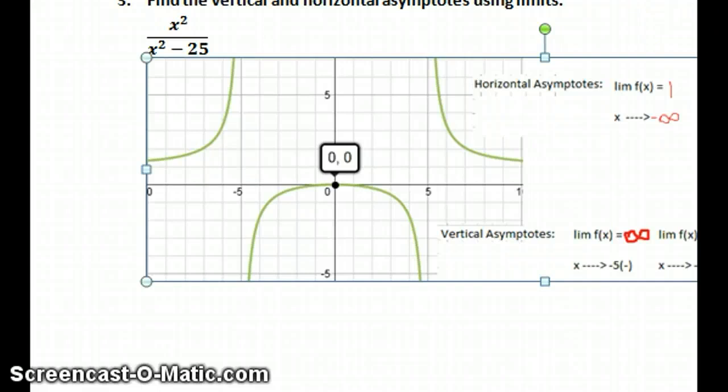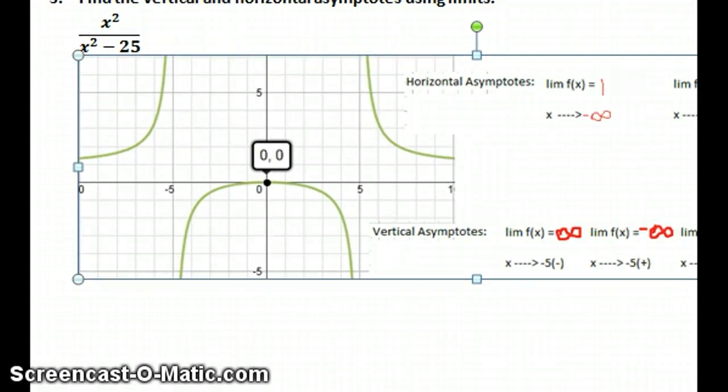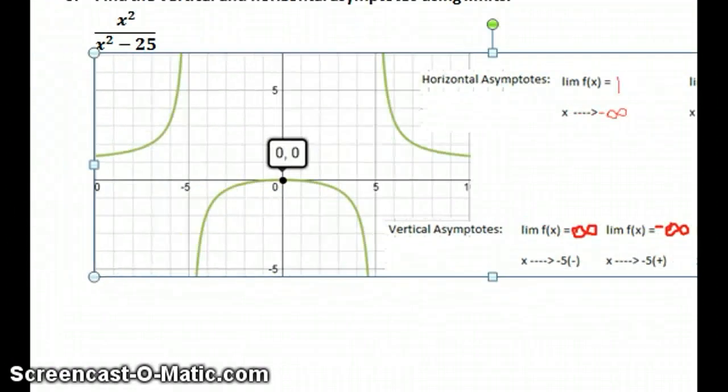And for vertical asymptotes, we have two. We have negative 5 and positive 5, and one way to find that out is by factoring x squared minus 25, and you set those to 0, and you find that you have positive and negative 5. Or you can simply just look at the graph and see.